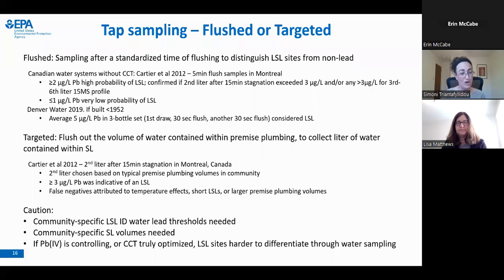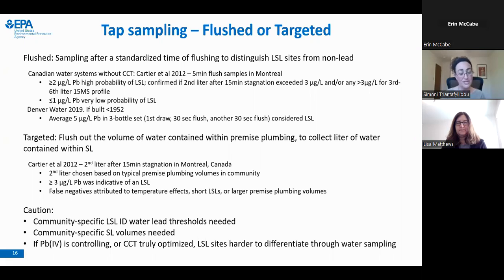The caution with these approaches is that there are specific sampling approaches that will work for lead service line identification. And for those, you'll need community-specific lead service line identification water lead thresholds. If you look at the examples that I posted above on this slide and even on the previous one, these thresholds are different for different systems.